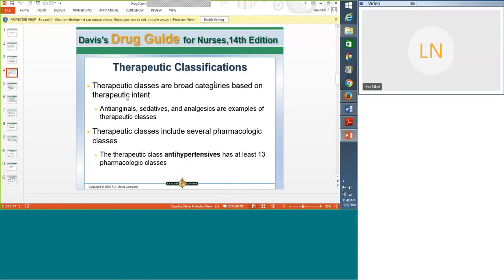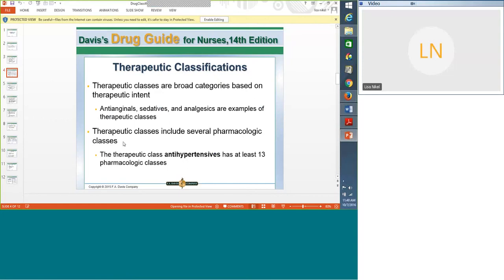Therapeutic classes are broad categories based on what the drug is supposed to do. What's the therapy intended? Anti-anginals, they're going to stop angina or chest pain. Sedatives, they're going to cause sedation. Analgesics, they're going to stop pain. These are broad examples, broad categories of therapeutic classes.